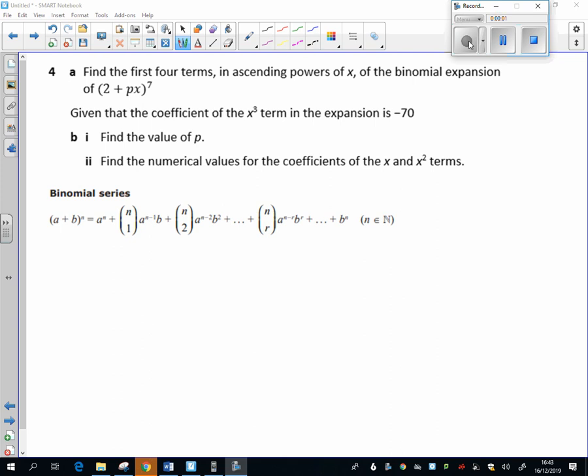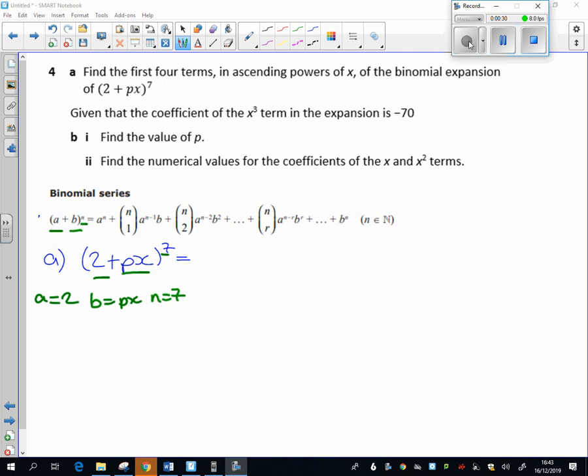So we're going to expand those brackets, power of 7. So we're going to use binomial expansion. We don't want to have to multiply all those brackets out together. You are given the formula for binomial expansion in the formula book, so I've just pasted it in there. So for us, a is 2, b is px, and n is 7.